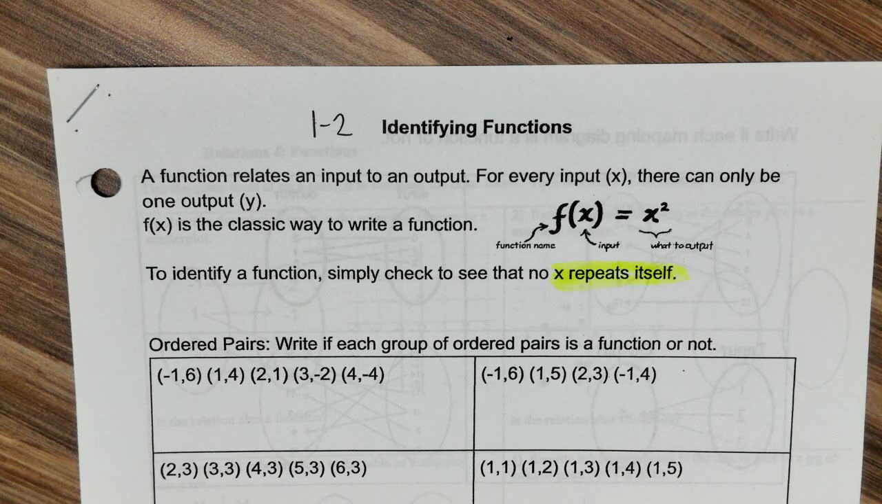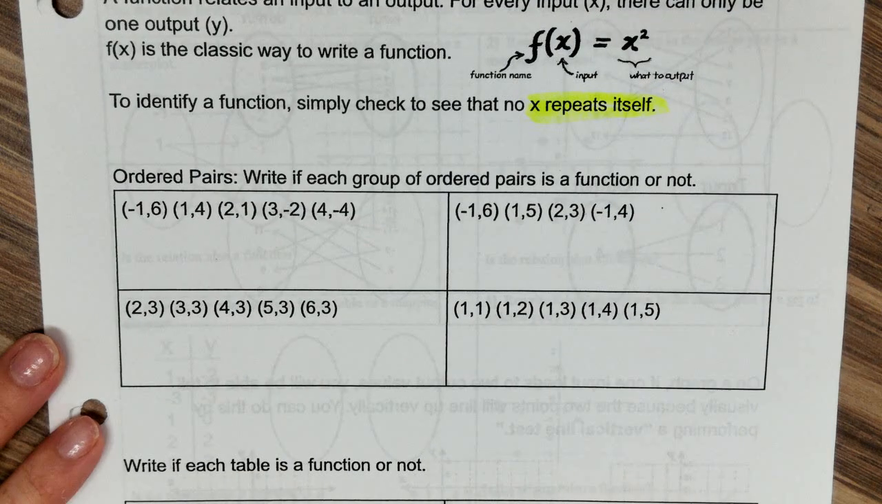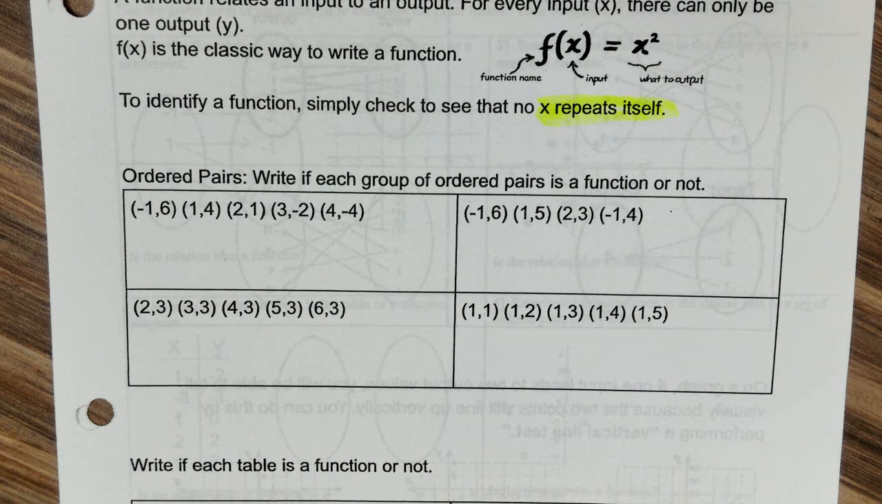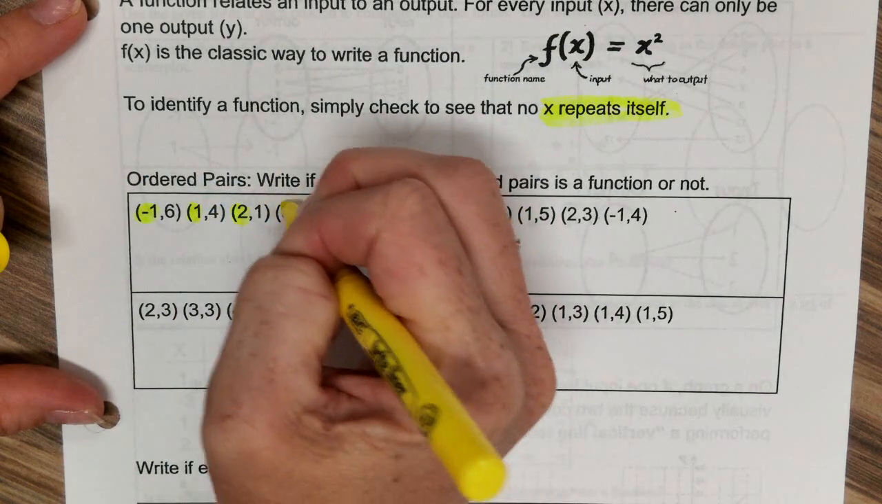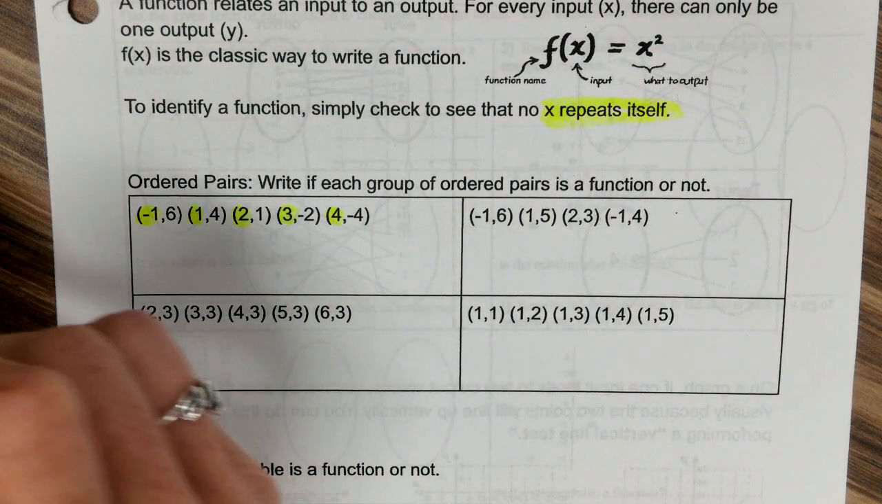So we're going to look at ordered pairs, tables, mapping diagrams, and graphs, and we're going to be able to identify a function just by looking at it. So there's really no math involved in this today. It's just knowing how to identify a function. So let's look at ordered pairs. So we're going to write yes or no. So everybody highlight the x's or circle them. If you don't have a highlighter, you can just circle them.